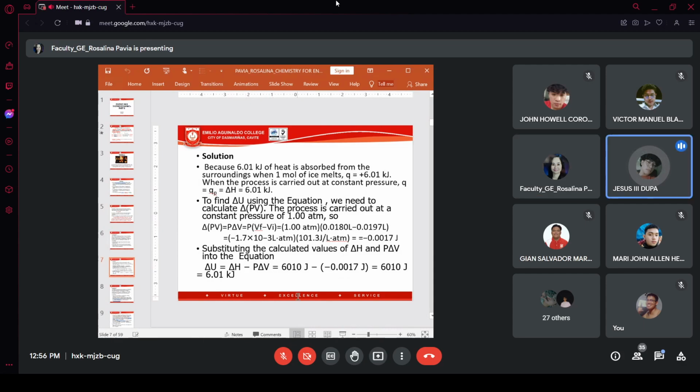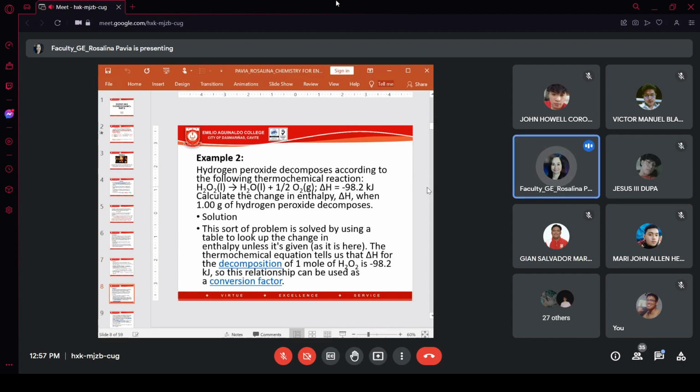Ma'am, saan po nakuha yung negative 1.7 times tsaka yung 101.3 po? Conversion factor ito. Binigay ko ito sa inyo nung term 1. Conversion factor ito. 101.3 joule is equivalent to 1 liter atmosphere. Yung po ma'am, yung negative 1.7. Ito, the difference between these two, ayan, yung volume mo, delta V. Pressure mo yung 1 atmosphere, ito, yan, P delta V. Okay na? Opo, ma'am.